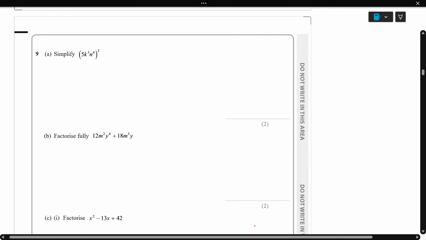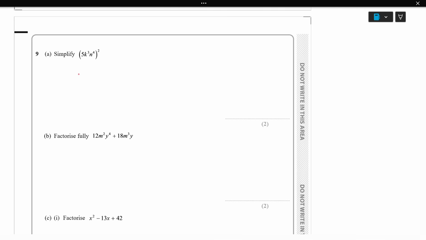Next, question number 9. 5k cube n power 4, whole square. So the square belongs to each and every term, so 5 square is 25, k cube whole square is k power 6, and n power 8. That's the answer, 25 k power 6 and n power 8.